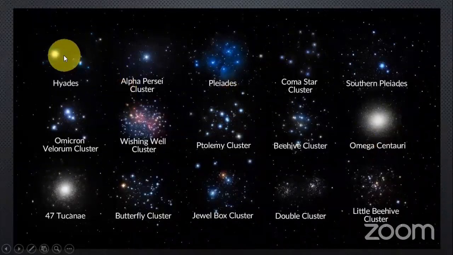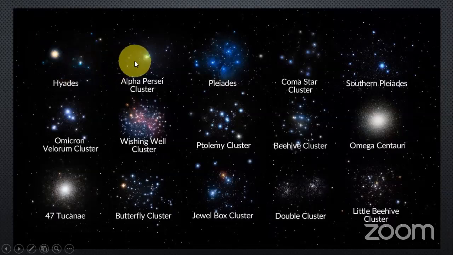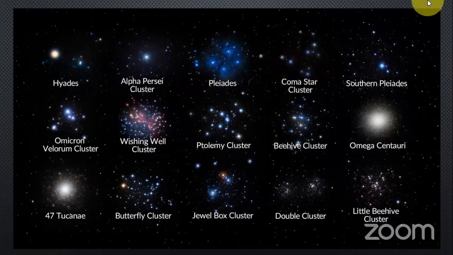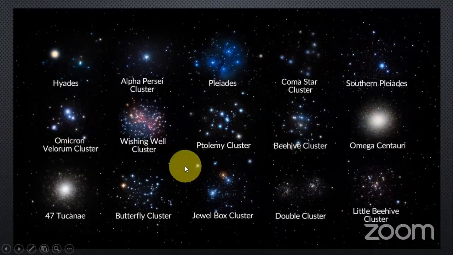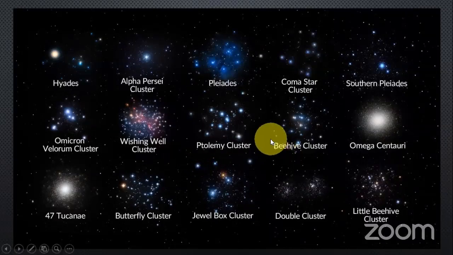So here are some examples of star clusters: the Hyades star cluster, the Alpha Persei cluster, the Pleiades, the Coma star cluster, and the Southern Pleiades, and so on and so forth. These are just examples of some known star clusters.